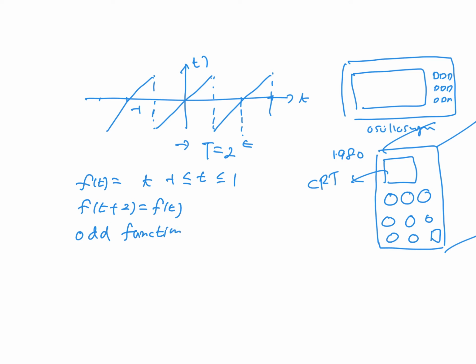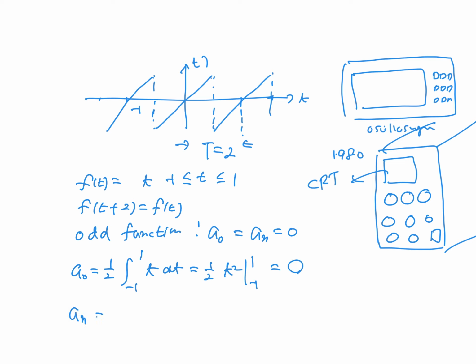So that means A0, AN is equal to 0. So let's check. A0 is 1 over 2 integral from minus 1 to 1 of t dt, which is t squared over 2 evaluated from minus 1 to 1, equal to 0, right? And I'm going to show you that AN is 0 as homework.